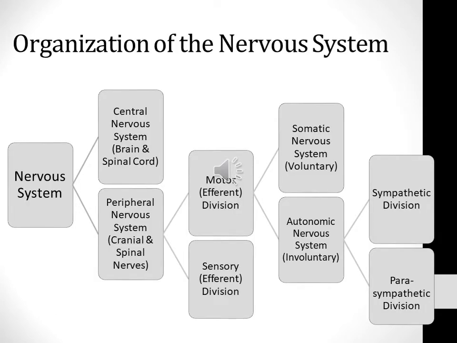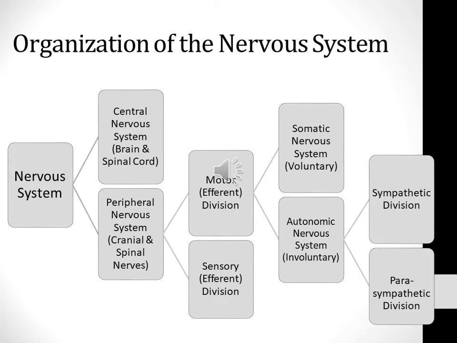So this is the most simple way to look at the organization of your nervous system. So we obviously have the nervous system as a whole. And I defined for you on the previous slide your central nervous system, right? So your integrating and control center, and your peripheral nervous system, which is everything outside of the central nervous system.